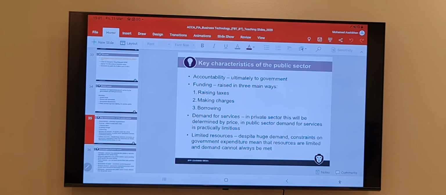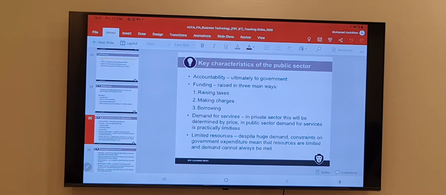Characteristics of the public sector: accountability, ultimately to government. I hope all of you know the meaning of the word accountability, correct? In a simple way, it is responsibility. So it is to government.